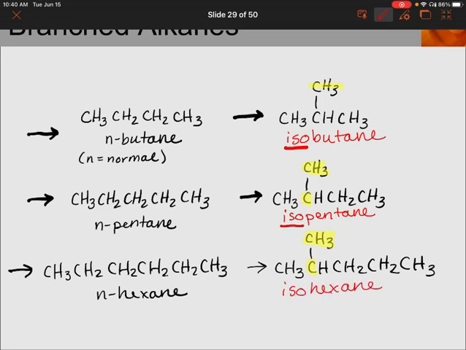Isohexane. So we're using that same prefix iso. Okay. So now keep those in mind as well as we go forward.